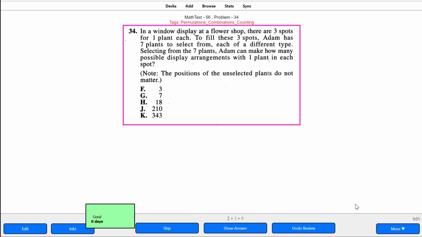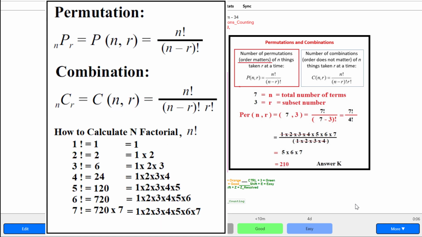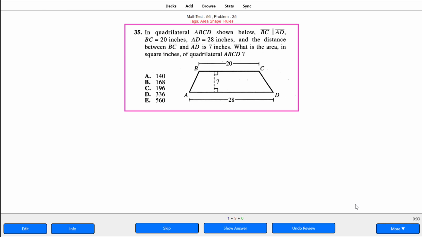Okay, in problem 34, we have a permutation combination style problem. We're given 7 plants, and we're going to put them in 3 spots. So this is simply n is 7, r is 3. It's a permutation. We're going to calculate that out to be 210. It would be really good to memorize the first 7 factorials and also the permutation formulas.